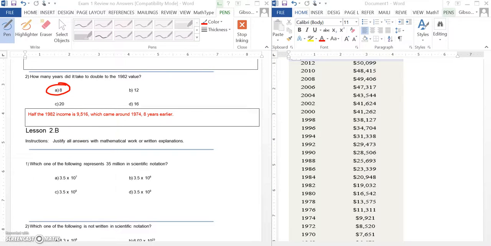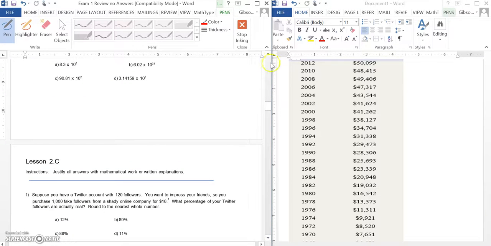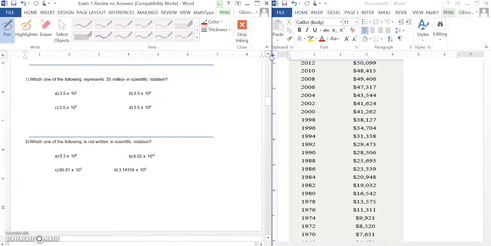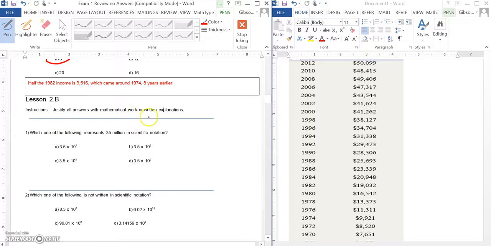Now we scroll down to 2B here. Now with 2B, it says justify all answers with mathematical work or written explanations. It says here, number 1, which one of the following represents 35 million in scientific notation? So first of all, we need to write out 35 million. So it's 35 with 6 zeros.